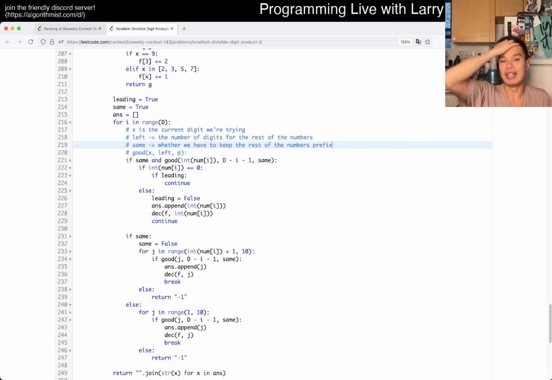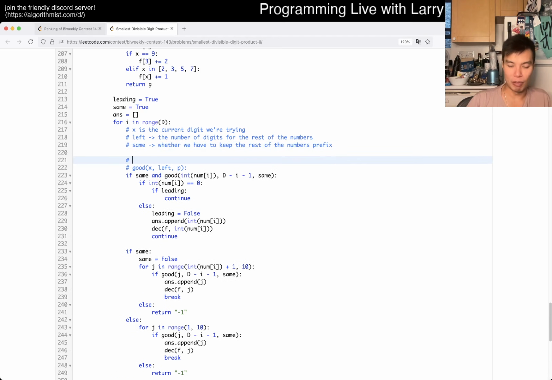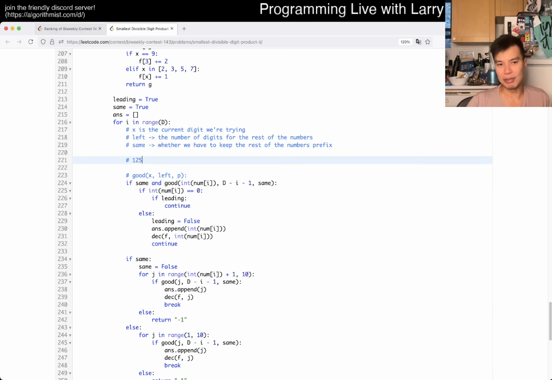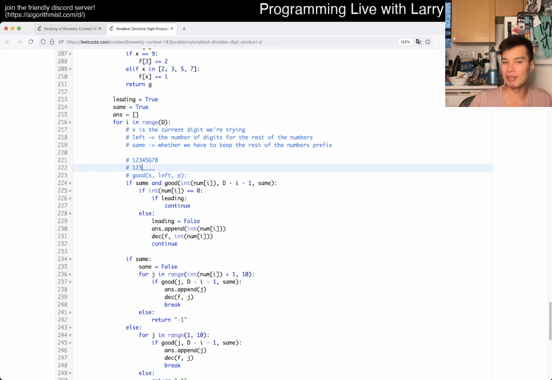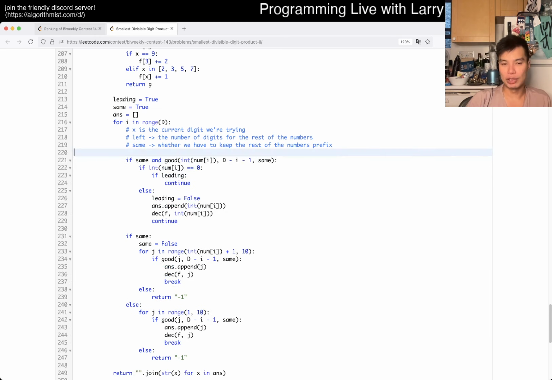Again, whenever I say prefix or same, it means the thing we talk about with respect to, like, let's just say 1, 2, 3, 4, 5, 6, 7, 8. If we have the prefix the same, it has different rules for the rest of the digits. For example, we know that this cannot be a 2. So we have to keep in mind that the rest of the digits have this constraint where the prefix is the same. If the prefix is not the same, even by one digit, then the rest of the numbers can be anything, which is a different set of rules. That's why we have to keep this state here. That's pretty much what the good function does.